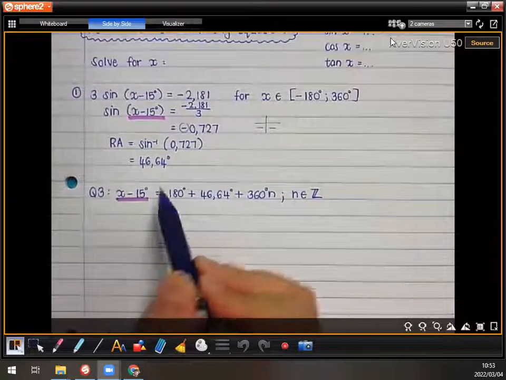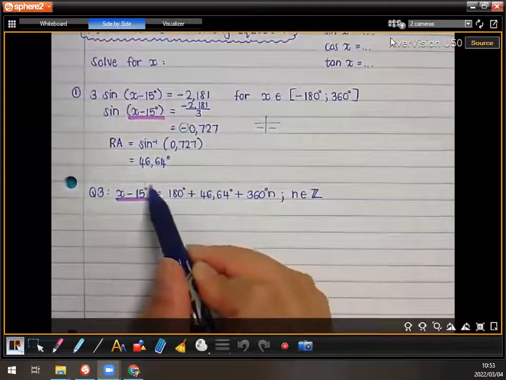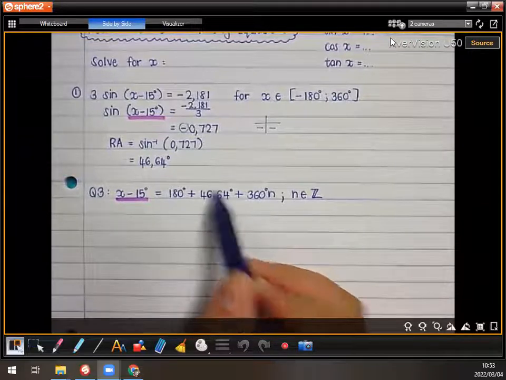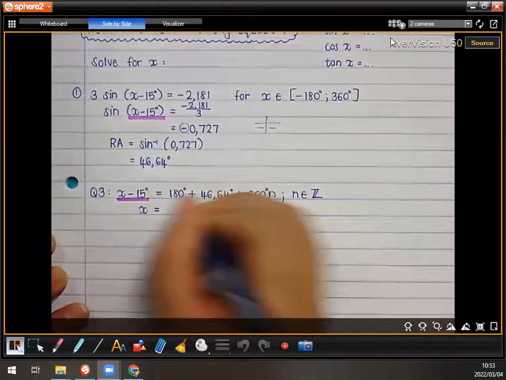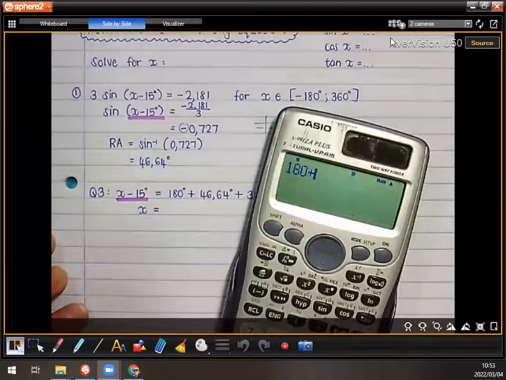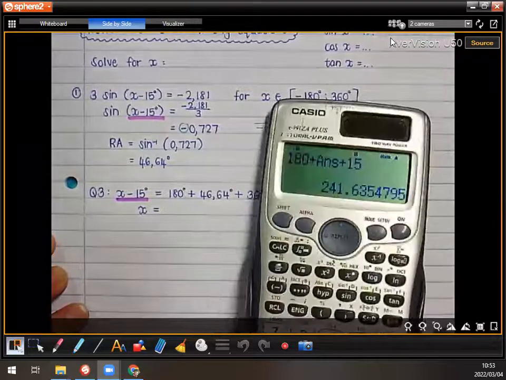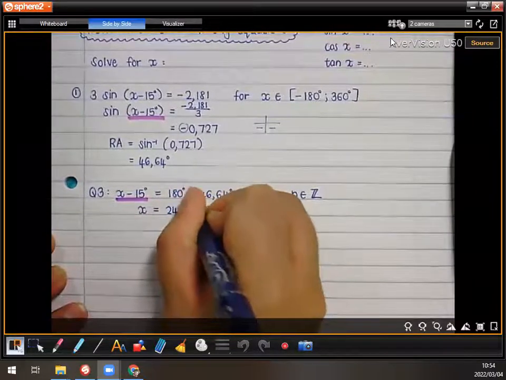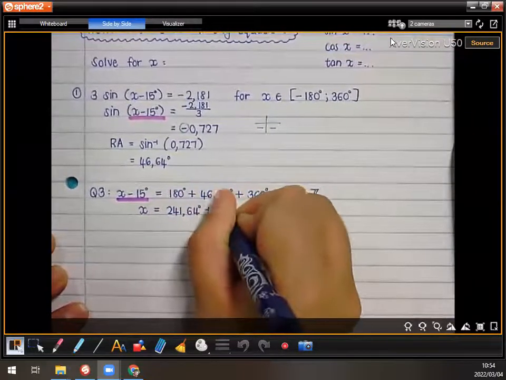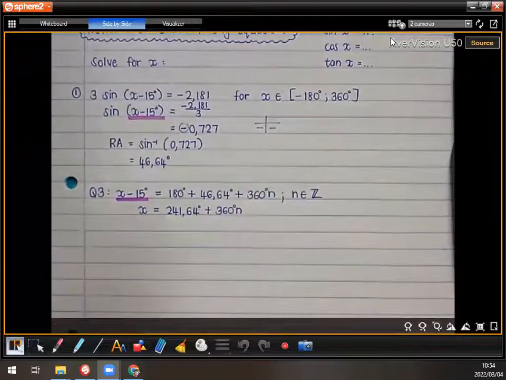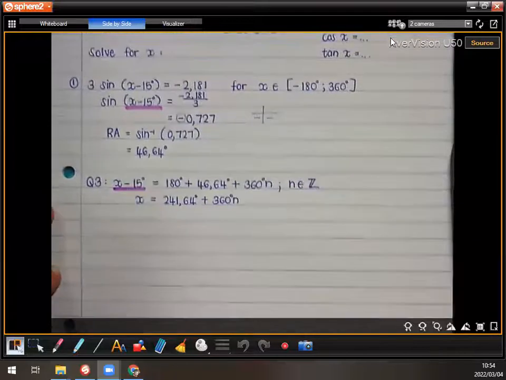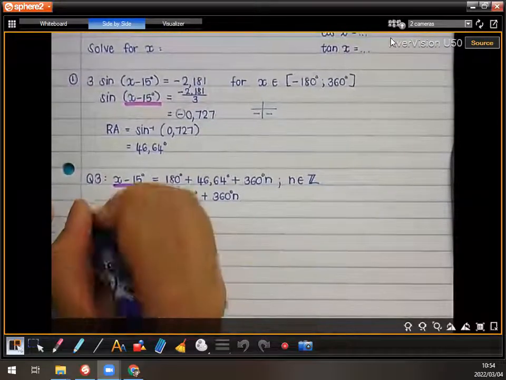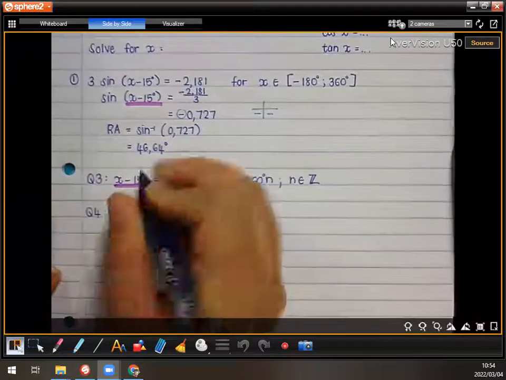Guys, to get x on its own here, I need to add those two together, and then this minus 15 I'm also going to add. So I'm going to say x is equal to 180 plus the reference angle plus 15, and we are getting 241,64 degrees plus 360n. We're remembering the stuff. So that's the quadrant 3 solution. We still need to do the quadrant 4 solution.